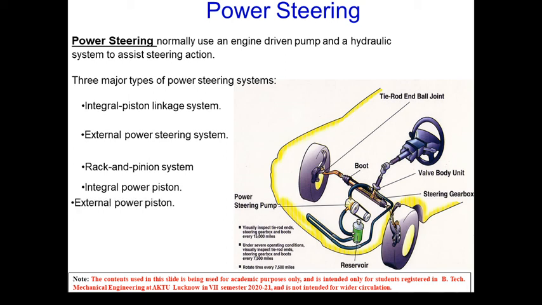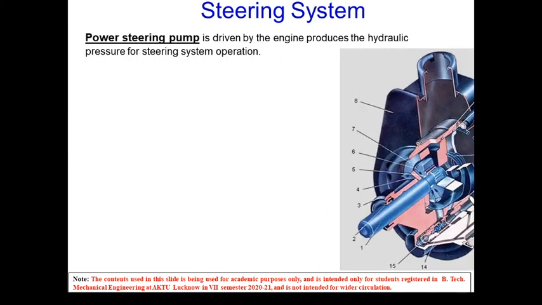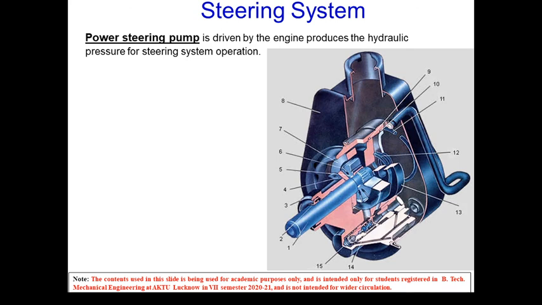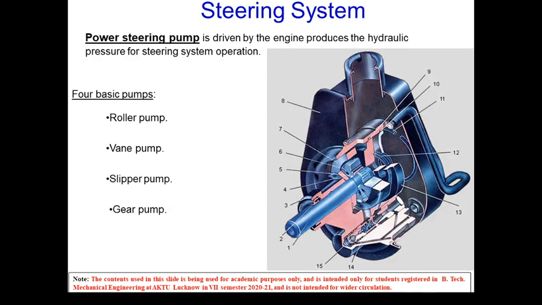So integral power piston, external power pistons may also be used. Integral rack and pinion system, as I have told, is the most common system. We can see the power steering pump, which is simply a pump handling the fluid having a viscosity of 5W or 10W proposed by SAE. This power steering pump is driven by the engine and produces the hydraulic pressure for steering system operation. The pumps commonly used may be roller pump, vane pump, slipper pump, or gear pump. These types of pumps may be used for power steering purposes.